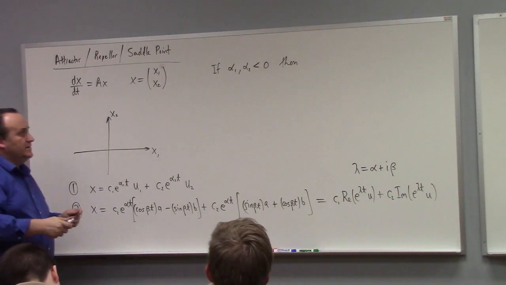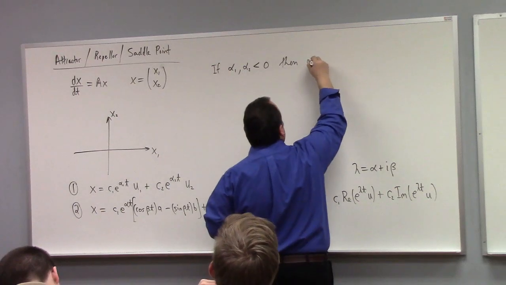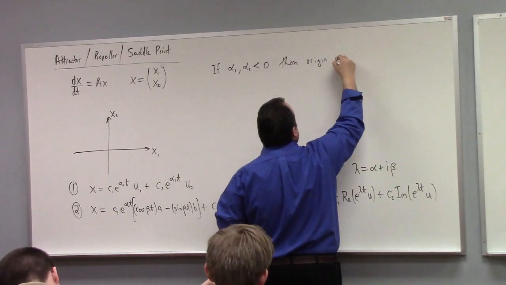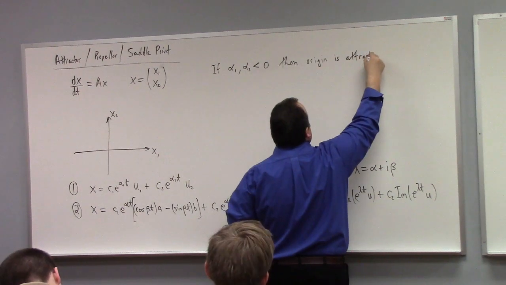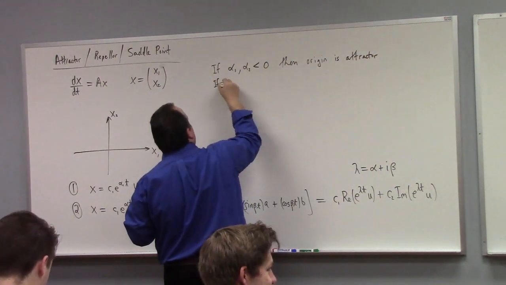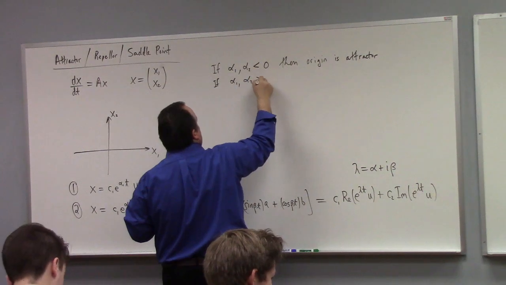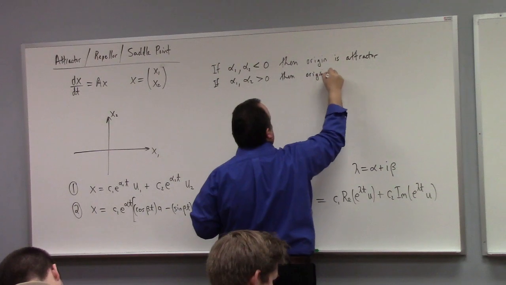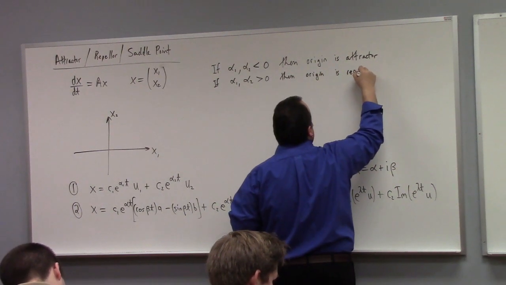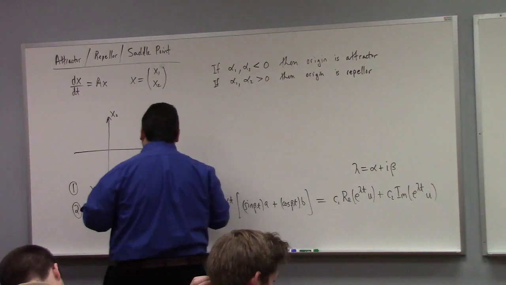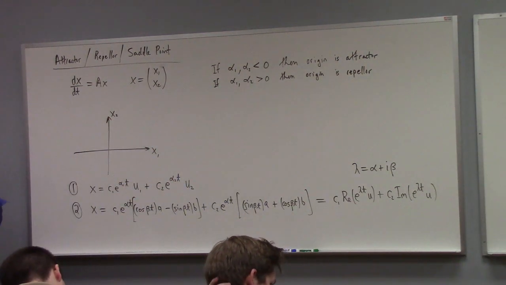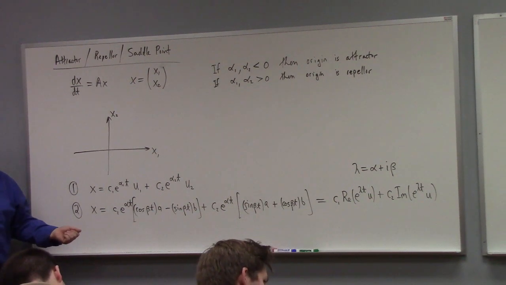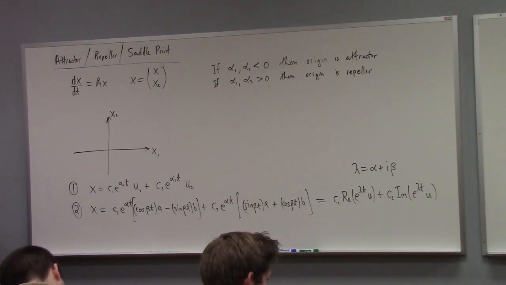If, on the other hand, and I'm sure this is described in his section, which of course I've read, if alpha 1 and alpha 2, I mean, I have read them at some point, but it's been a while, the origin is a repeller. Because if both of the eigenvalues are positive, as t goes to infinity, wherever your solution starts, it goes infinitely far away from the origin, right? Both of the terms blow up, the solution goes way, way, way. All right?